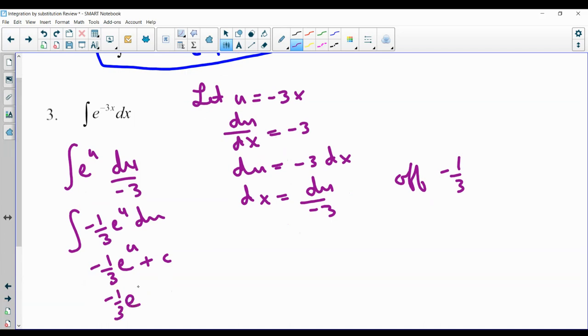But I tell you, there comes a time as you progress with substitution like this, you get kind of quick with it, and you're like, oh, I'm only off by a -1/3. I'll just stick that in front. Eventually you'll get good like that.